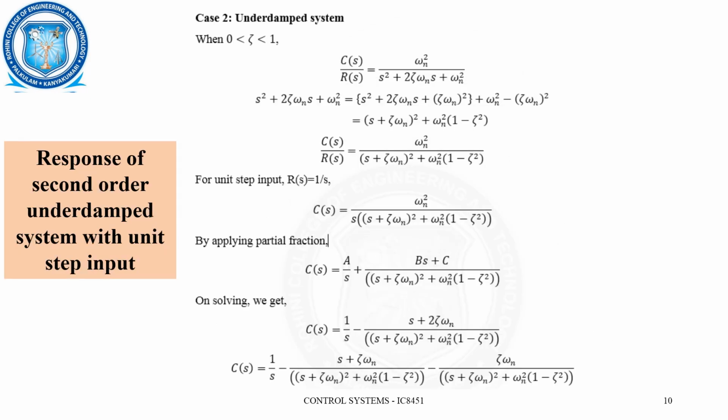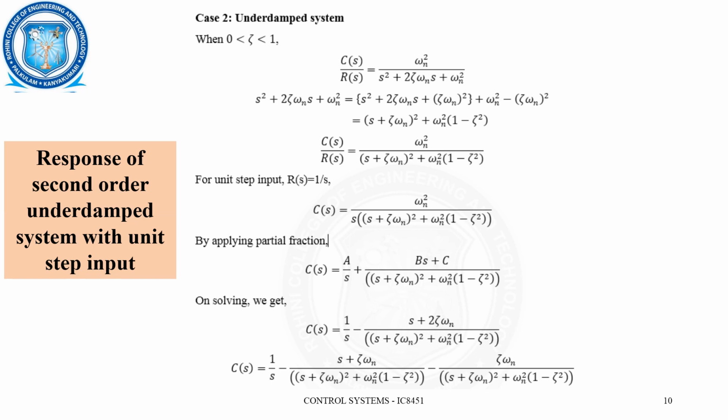Second, for an underdamped system, the zeta value will be between 0 and 1. So let us take the transfer function. Take the characteristic equation, split the equation, and you will get the terms. So you have two values here, and then you can apply R of s equal to 1 by s, apply the partial fraction, and you will have this. On solving, we'll again get the roots.